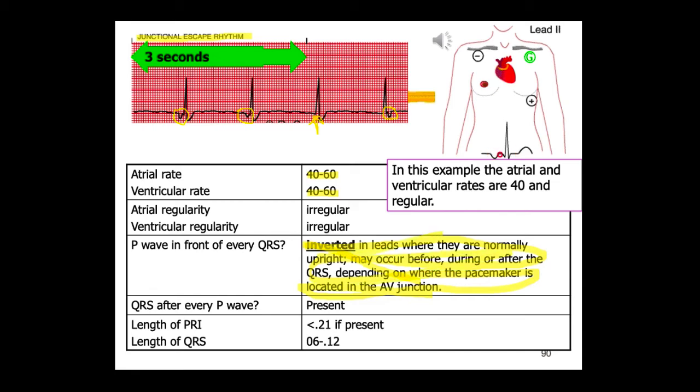It is possible to have junctional escape rhythm with the P waves inverted but following the QRS complex, or absent if the electrical conduction is occurring simultaneously.